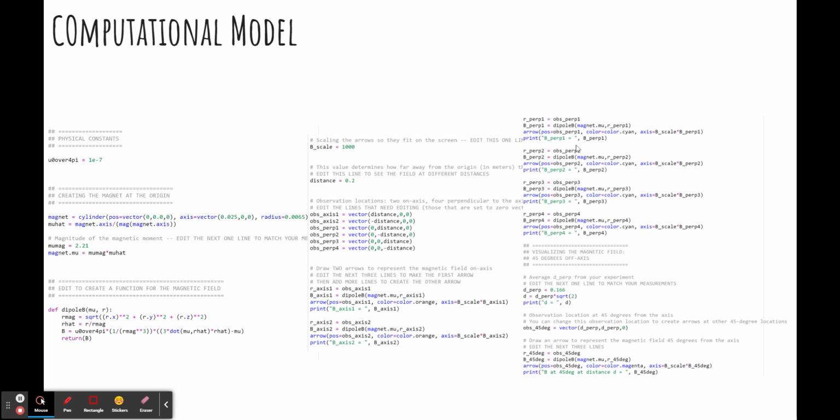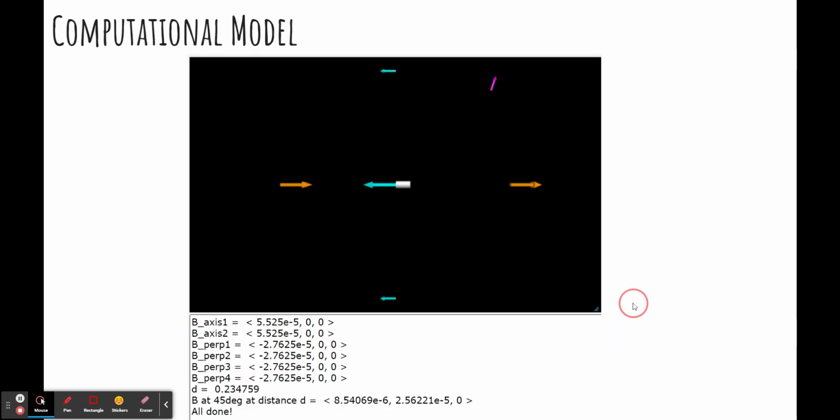And then you have the 4 perpendicular, and you're going to pretty much do the same thing, except you're going to plug in the perpendicular axes. And my d perp was measured to be 0.166. So we found d by taking that and multiplying it by the square root of 2. And then we're going to observe the location of 45 degrees. And all this was printed out so you can see this. So you have your b axes and your b perps right here, your d, and then the b at 45 degrees at distance d is right over here.